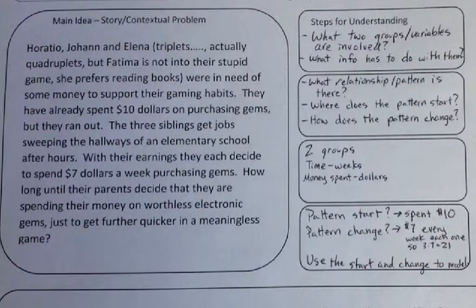Okay, so here's our story problem. Horatio, Johann, and Elena, triplets, actually quadruplets, but Fatima is not into their stupid game. She prefers reading books. They're in need of some money to support their gaming habits. They have already spent $10 on purchasing gems, but they ran out. The three siblings get jobs sweeping the hallways of an elementary school after hours. With their earnings, they each decide to spend $7 a week purchasing gems. How long until their parents decide that they are spending their money on worthless electronic gems just to get further, quicker in a meaningless game?